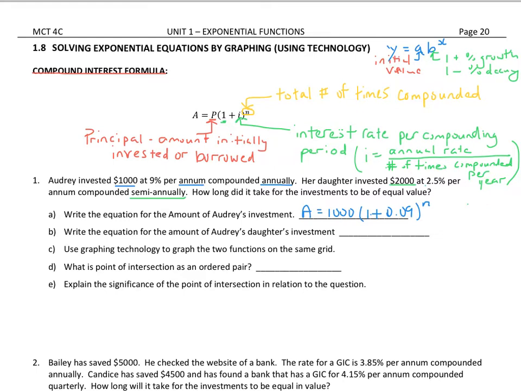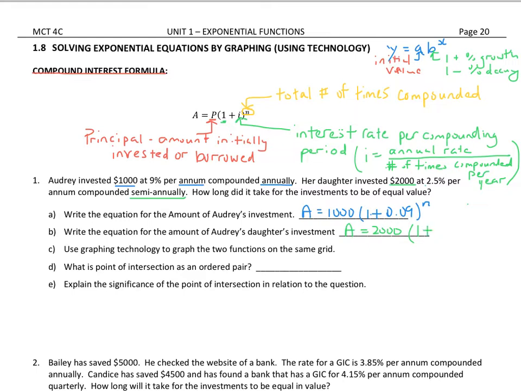Now, Audrey's investment, we are going to look at these together. So our A is our amount over time. That's what A is. Our N is representing our number of years here. So if I work this in, Audrey's daughter, her amount starts at $2,000. So her graph is starting on the y-axis at 2,000. But her interest rate is 2.5% per annum compounded semi-annually.